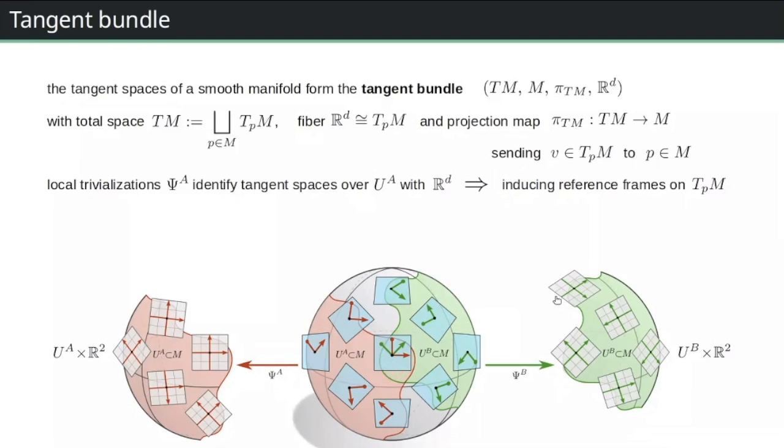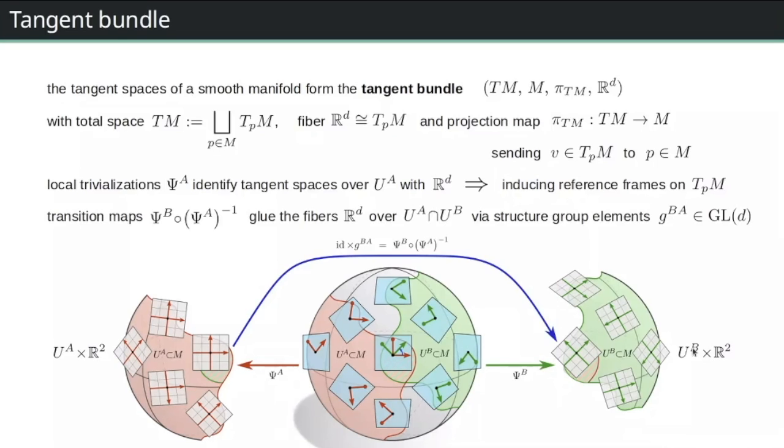And again, you can choose a different trivialization at another point, and then U_A and U_B overlap somewhere. You get transition maps between these two trivializations. We have this ψ_B composed with ψ_A inverse. And this gives you an identity on the base space. But in the fibers, we have this structure group element g_BA acting. And as Pim pointed out, you have a different group element at each point, since you have many tangent spaces in this overlap, and at each point you will get some gauge transformation.